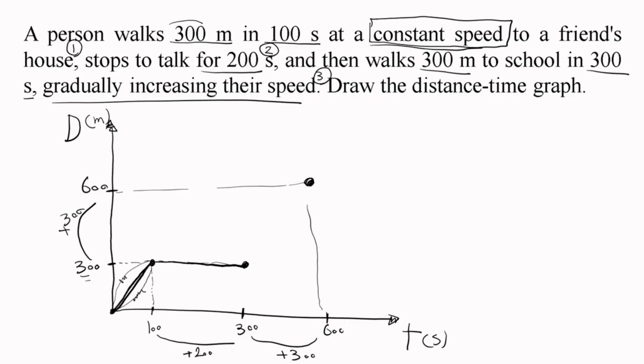But how am I supposed to connect them? It says in this part we have an increase of speed. When we have an increase in the value of speed, we are going to have a curve, and the concave of the curve must be up. It's really simple. In the first part I have a straight line. In the second part, because that person stops, I'm going to have a horizontal straight line. And in the third part, because the speed is changing and the value of the speed is increasing, I'm going to have a curve, and the concave of this curve is up.